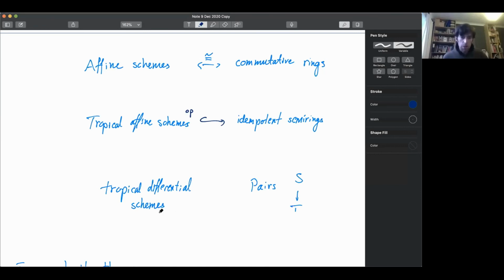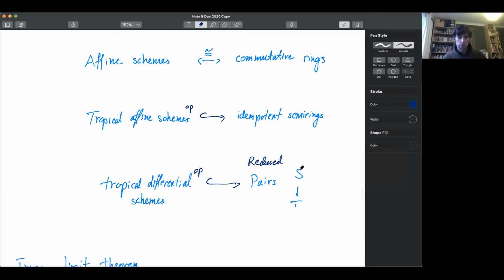And what I want to argue here is that tropical differential schemes, in the very analogous way, live inside this category of, it should be reduced pairs. S over T. So S is a differential semiring satisfying the tropical Leibniz rule, and T is a non-differential semiring.